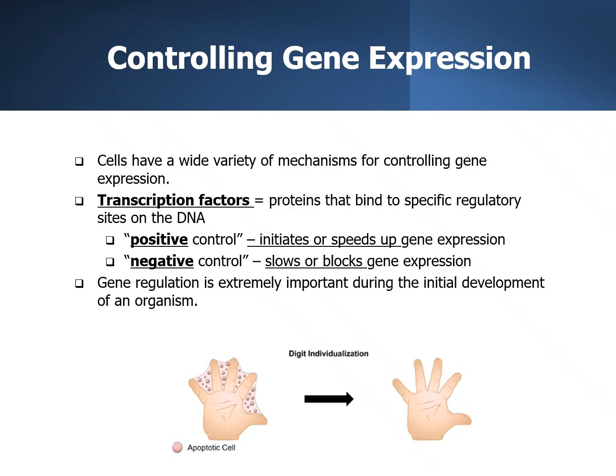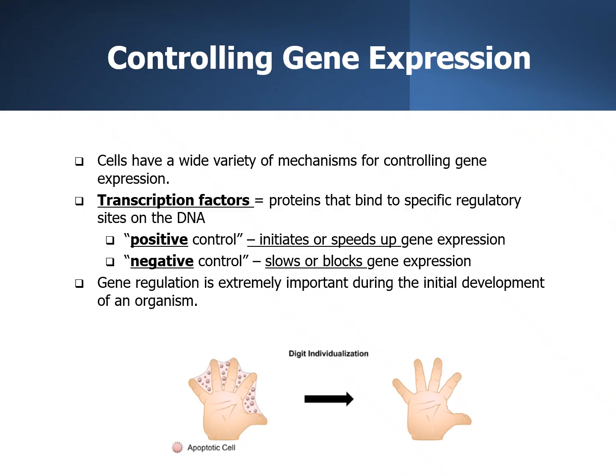So the positive control is going to initiate or speed up gene expression. So that's kind of the on switch. It can also be the accelerate switch. You also have the negative control, which is going to be turning off the gene or slowing down gene expression.